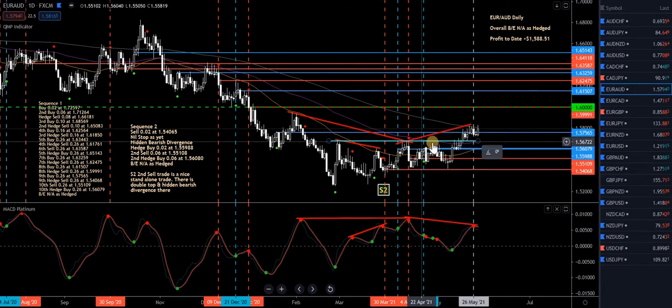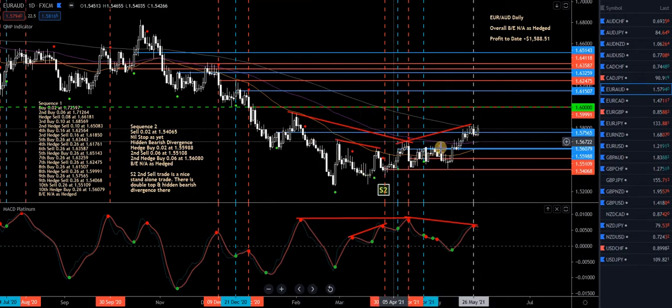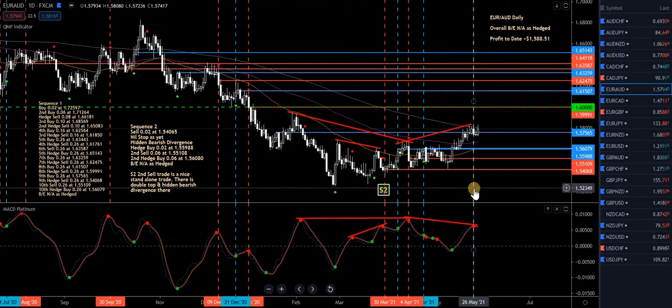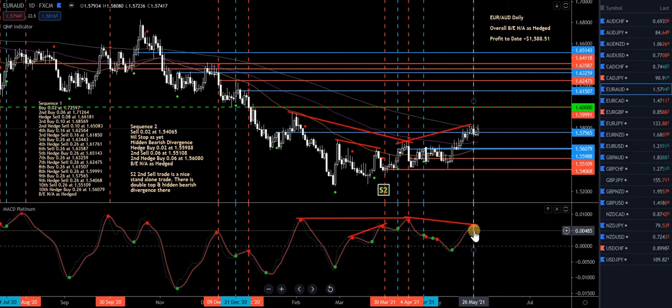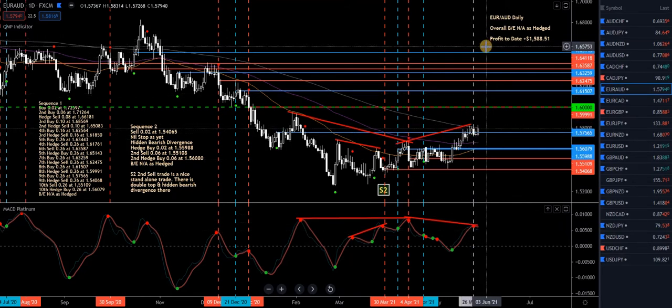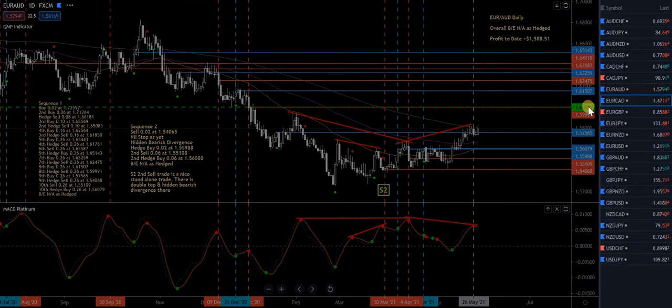But we're hedged here. It's broken through this level, I can probably get rid of that level. It's no longer valid. It's broke through that level. Now we've got a grey vertical line here. The reason being there's a red dot on the MACD Platinum above the zero level, so looking for a sell there. Made some good profit on this pair, but it's just giving me a bit of grief at the moment with all these old trades on. Euro CAD.